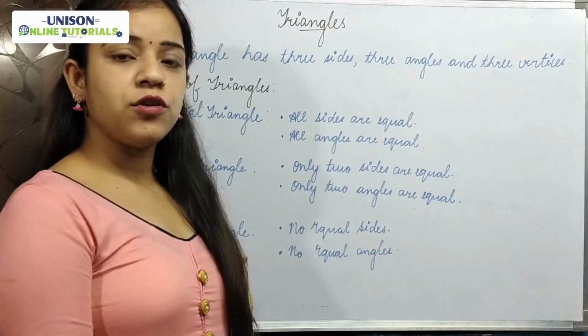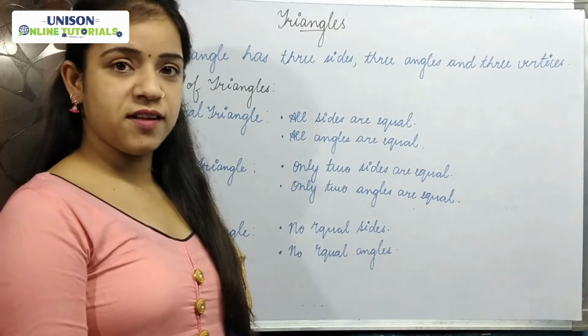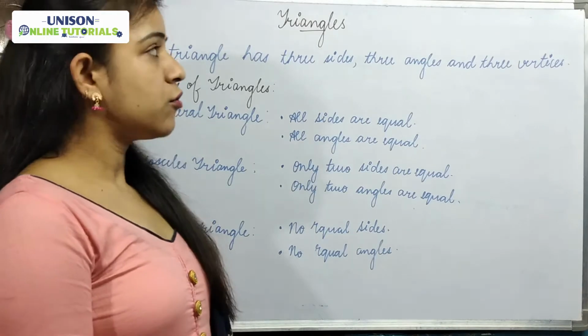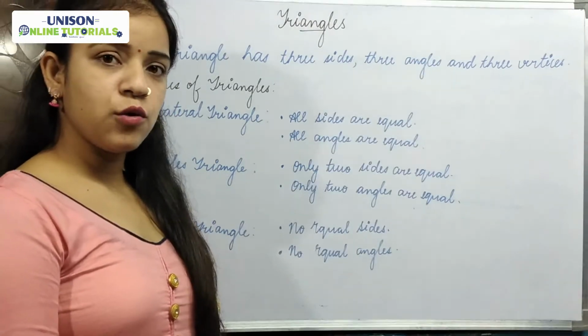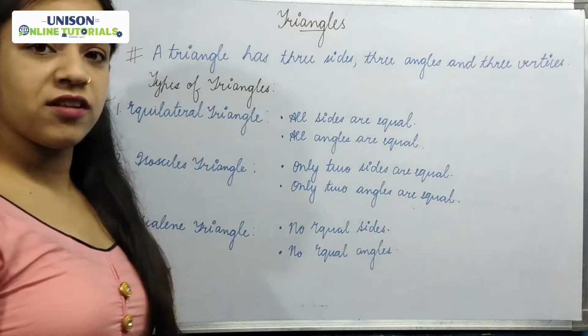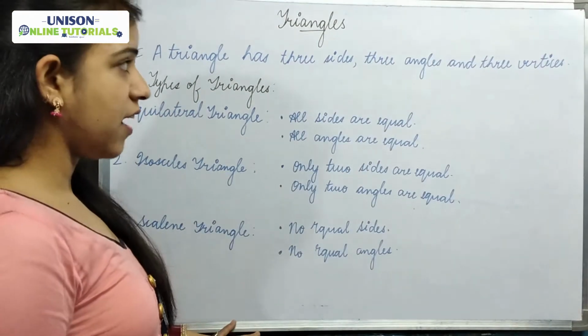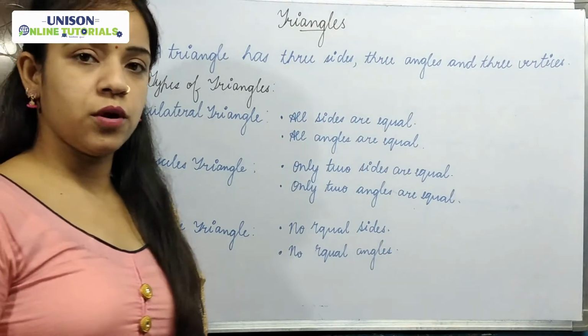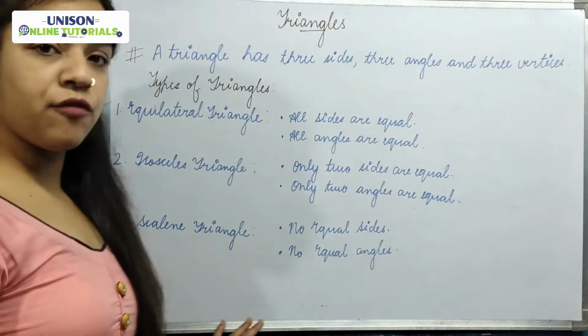Hello everyone. Today we are going to discuss the 7th chapter of NCERT, that is triangles. So you are all familiar with triangles. You have already studied triangles in previous classes. A triangle is a three-sided polygon. It has three sides, three angles and three vertices. And we have three types of triangles.